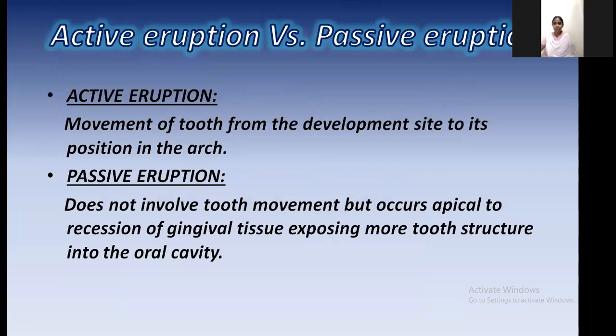Active eruption versus passive eruption. Movement of the tooth from the development site to its position in the arch is active eruption. Passive eruption does not involve tooth movement but occurs apical to recession of gingival tissue, exposing more tooth structure into the oral cavity.